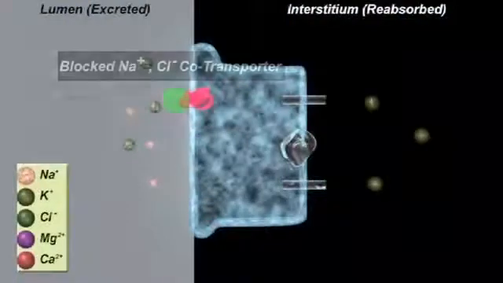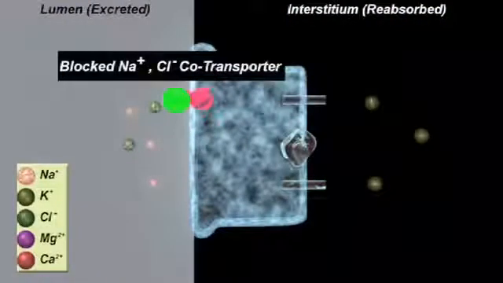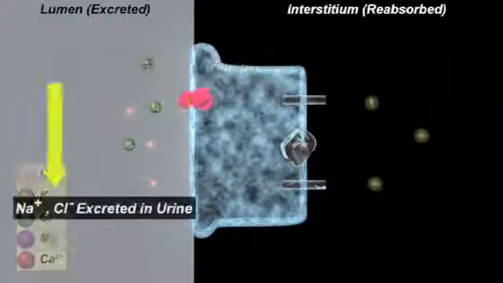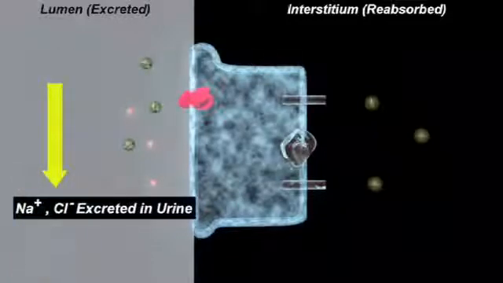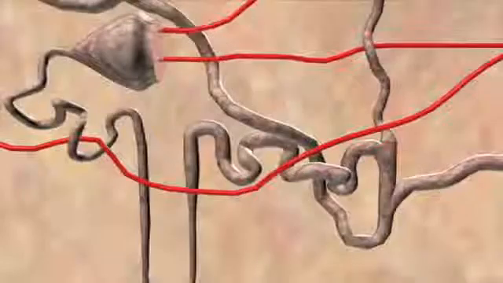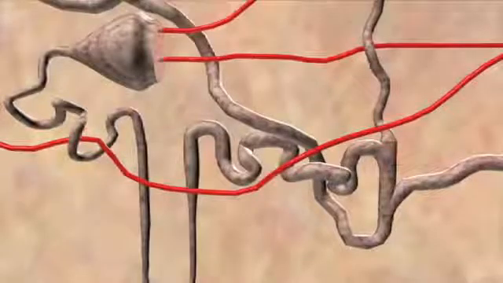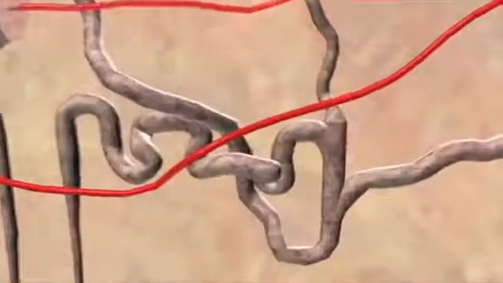However, the thiazide diuretics bind at the chloride binding site and block the sodium-chloride cotransporter. This blocks sodium and chloride reabsorption, resulting in net excretion of sodium and chloride. The last site for diuretic action is the connecting and collecting tubules. This is where the sodium channel inhibitors act.